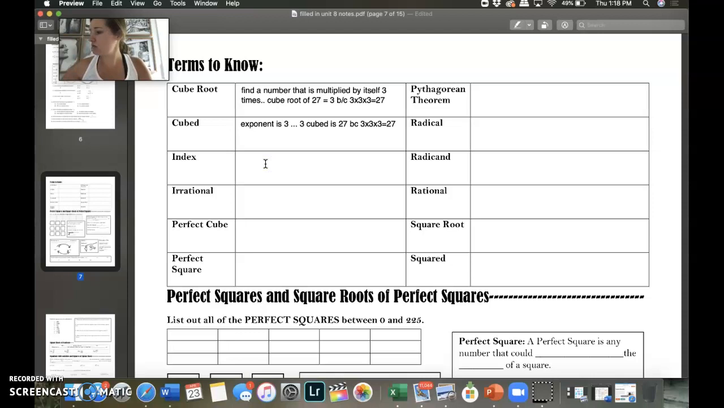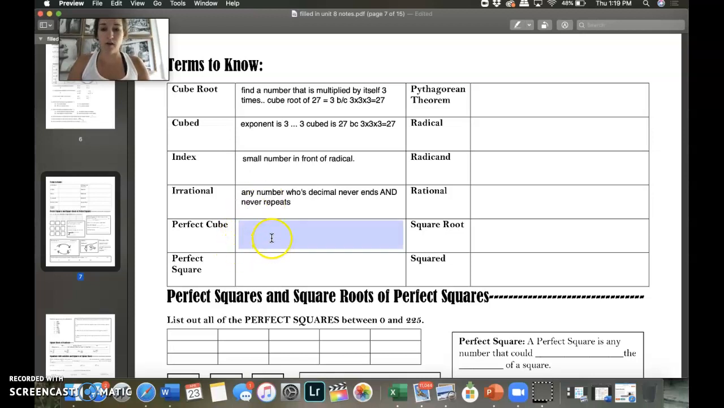All right, so index. Index is the small number in front of the radical. And we'll talk about this here in a minute. Irrational, we've defined that. So irrational is any number whose decimal never ends and never repeats. It has to meet those 2 qualifications.